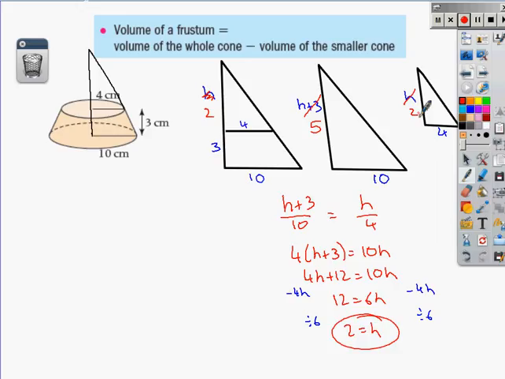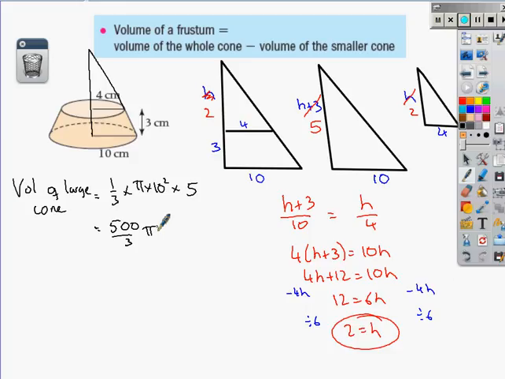So we've got two cones now, and we need to find out the volume of both of them. So let's start with the volume of the large cone. Now use our formula for a cone, which is that it's 1/3 times the area of the base, so that's pi times 10 squared, times the height. And our height of the large cone is equal to 5. Put all that into your calculator and you should get 500 over 3 pi centimeters cubed. Now I'm going to leave it in that form for now, I'm not going to round too early. So that's the volume of our large cone.